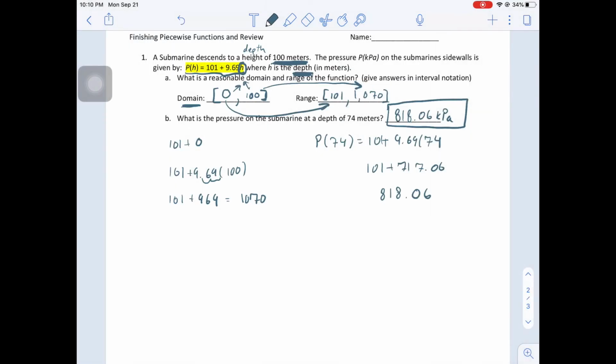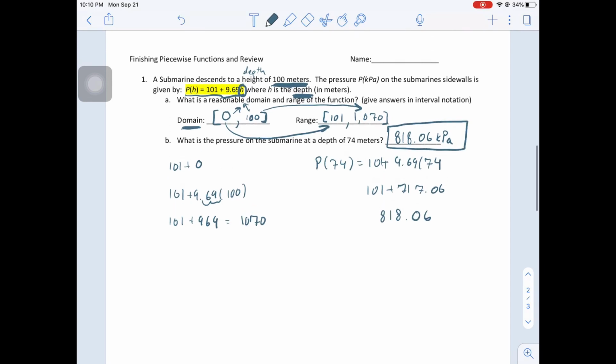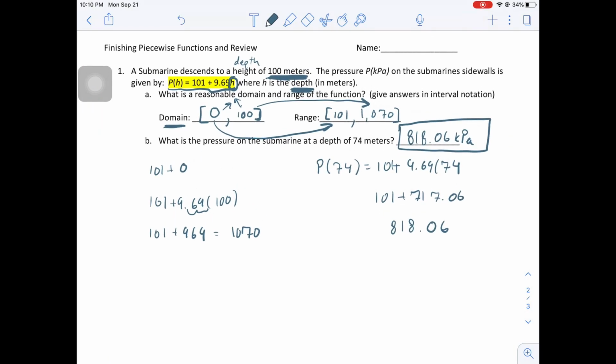Okay, so little word problem practice for all of us, because there could be a question like this on the test, so it's always good to practice those types of questions.